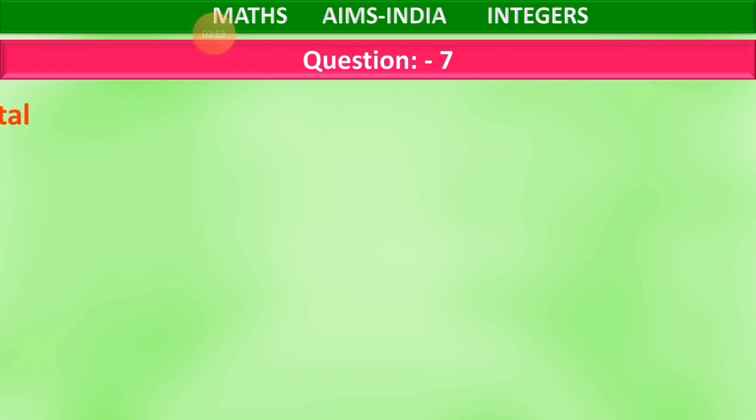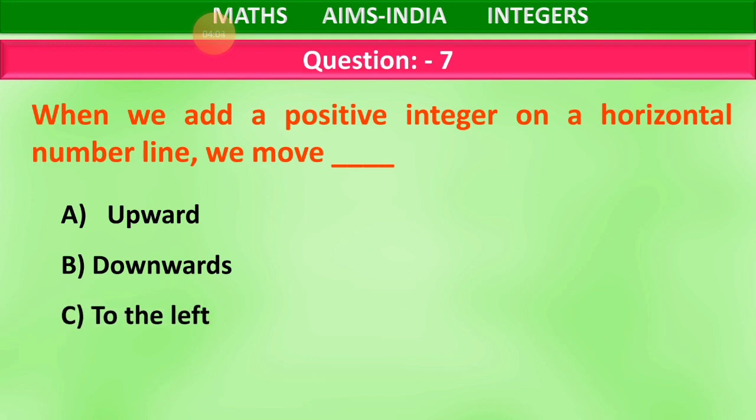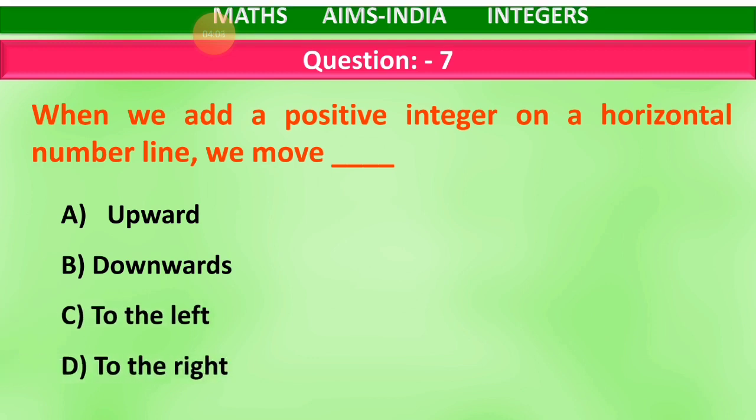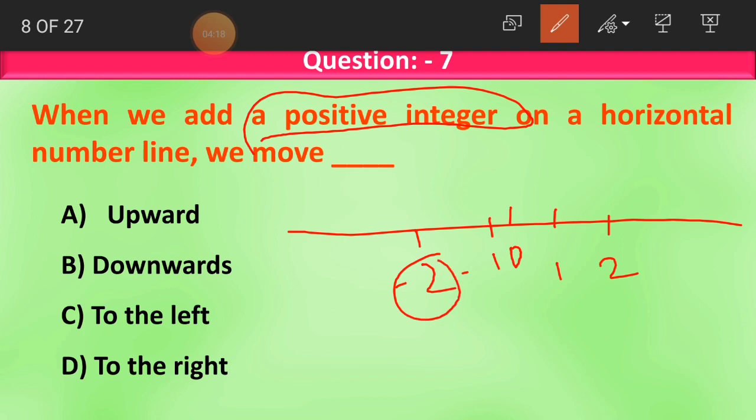The next question is question number 7. When we add a positive integer on a horizontal number line, we move A. Upward, B. Downwards, C. To the left, D. To the right. Now let us take a horizontal number line. When we add a positive integer, I'll take -2 and then add the positive integer 3 to it. 1, 2 and 3. The answer will be 1, right? -2 plus 3 is equal to 1.